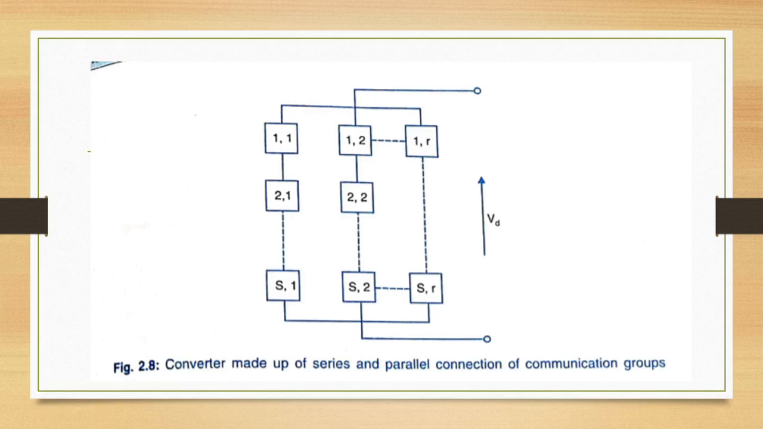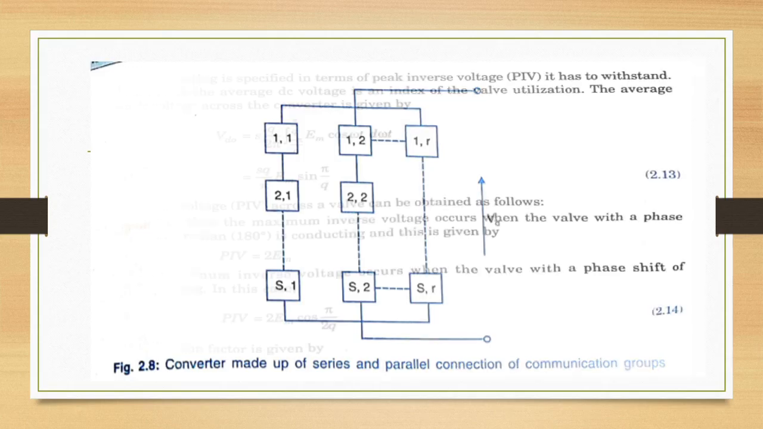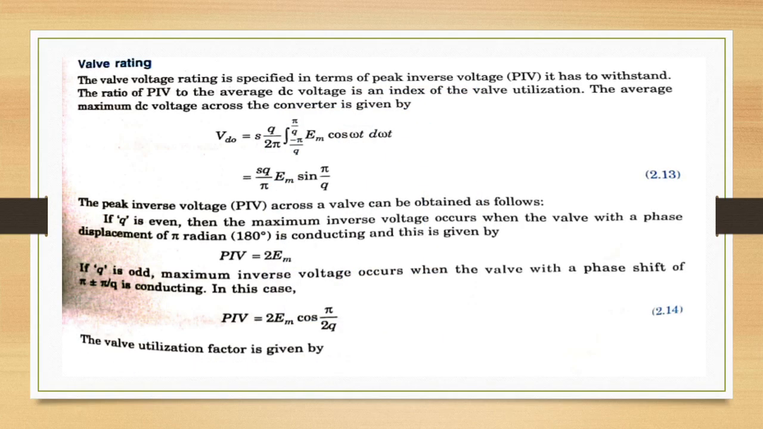So in this diagram, you can see a converter made up of series and parallel connection of commutation groups. For the converter configuration in general, there are P transformer windings, and it will be shown that sometimes windings can be combined, in particular for Q equal to 3, R equal to 1, S equal to 2. Let us see valve rating.